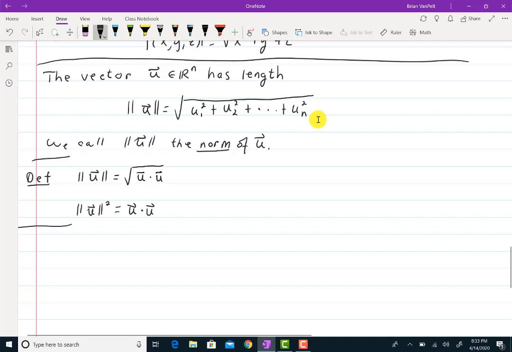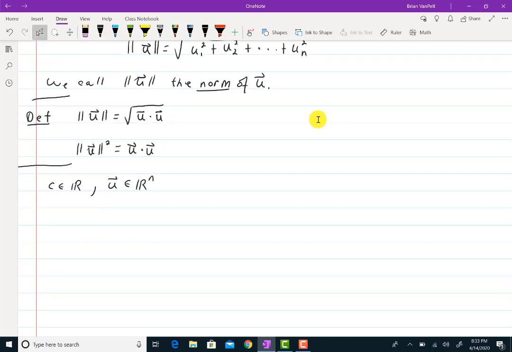Now, let C be in the real numbers and u be in Rn. Then Cu is a vector. Don't forget. Well, how long is that vector? Accordingly, this is going to be the square root of Cu dotted with Cu.